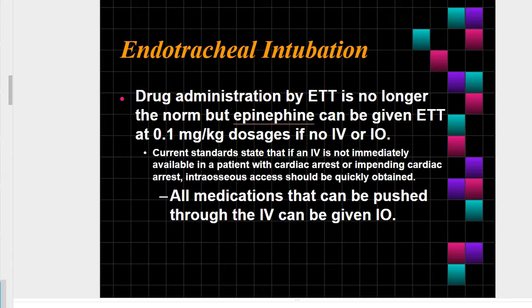If you choose to use the ET tube to administer epinephrine, the dose is different. Normal dose is 0.01 mg per kg. If you're going to give epinephrine by endotracheal tube, it's 0.1 milligrams per kilogram. And obtain IV or IO as quickly as possible so that all other medications can be given through those routes.